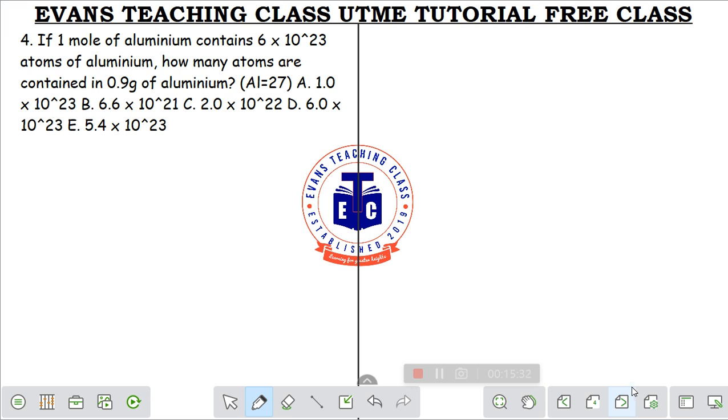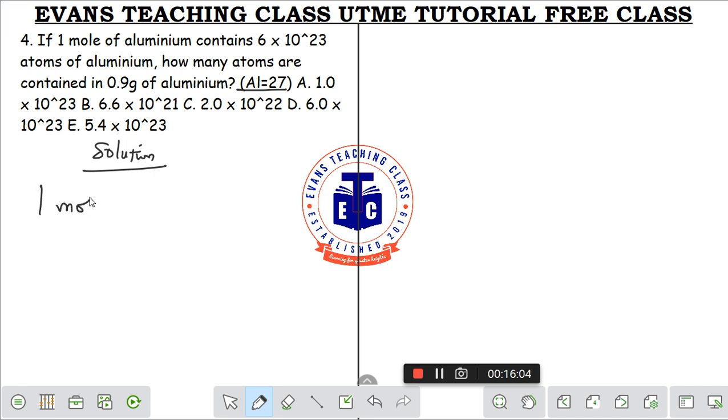So the next question states thus: if 1 mole of aluminium contains 6 times 10 raised to the power 23 atoms of aluminium, how many atoms are contained in 0.9 gram of aluminium? And they say the molar mass of aluminium is 27. Now how do you do something like this? This is how to do it. So solution.